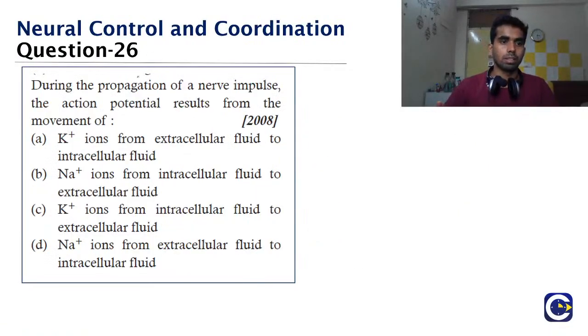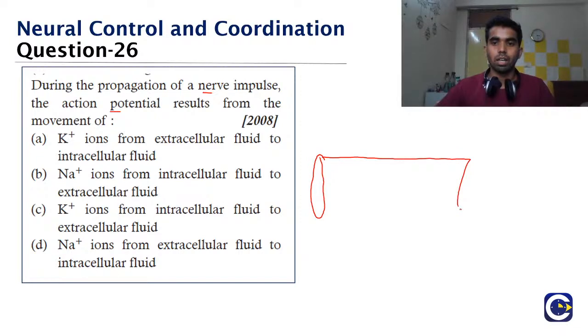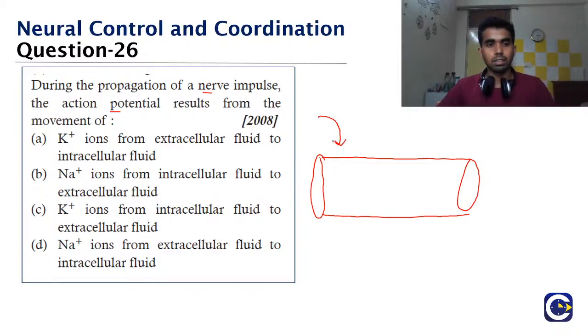Now coming to question number 26. During the propagation of a nerve impulse, the action potential results from the movement of. We have earlier discussed the resting membrane potential. Now let us cover the action potential. So this is the nerve. In the resting state the nerve is permeable to potassium and impermeable to sodium. But when you excite this region, the permeability changes, and the nerve suddenly becomes permeable to sodium.